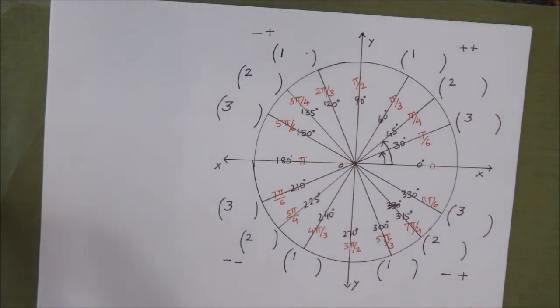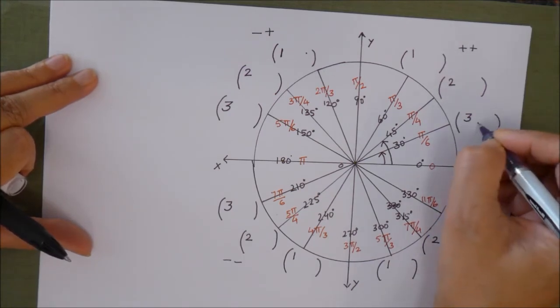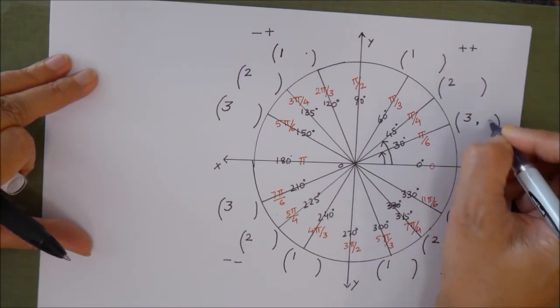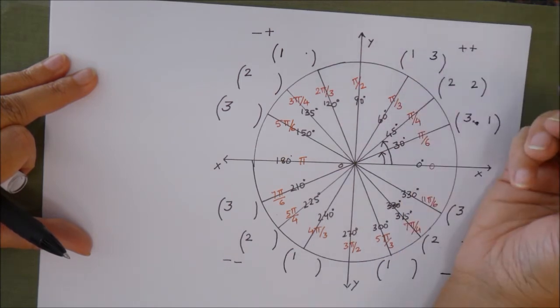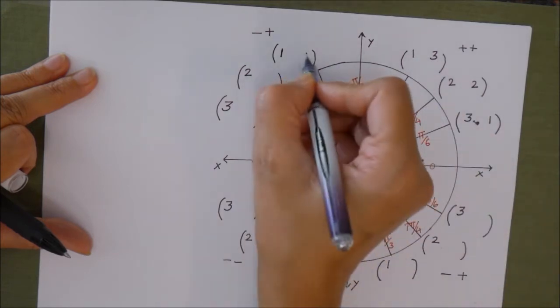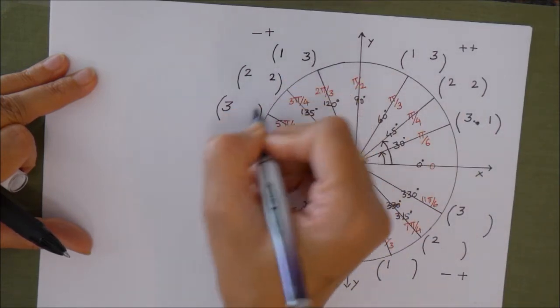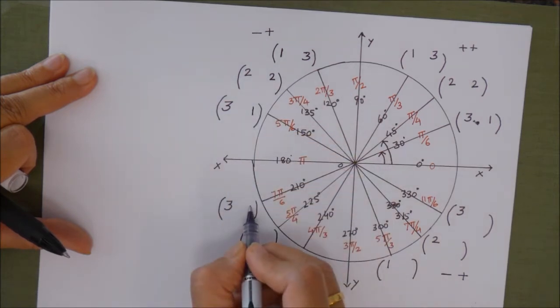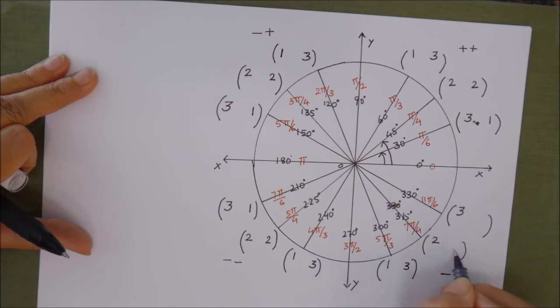This you have to write first, and then in this part we write 1, 2, 3. Earlier we had written 1, 2, 3, now it is 1, 2, 3 like this. So here also it is 3, 2, 1, 1, 2, 3 and 3, 2, 1.